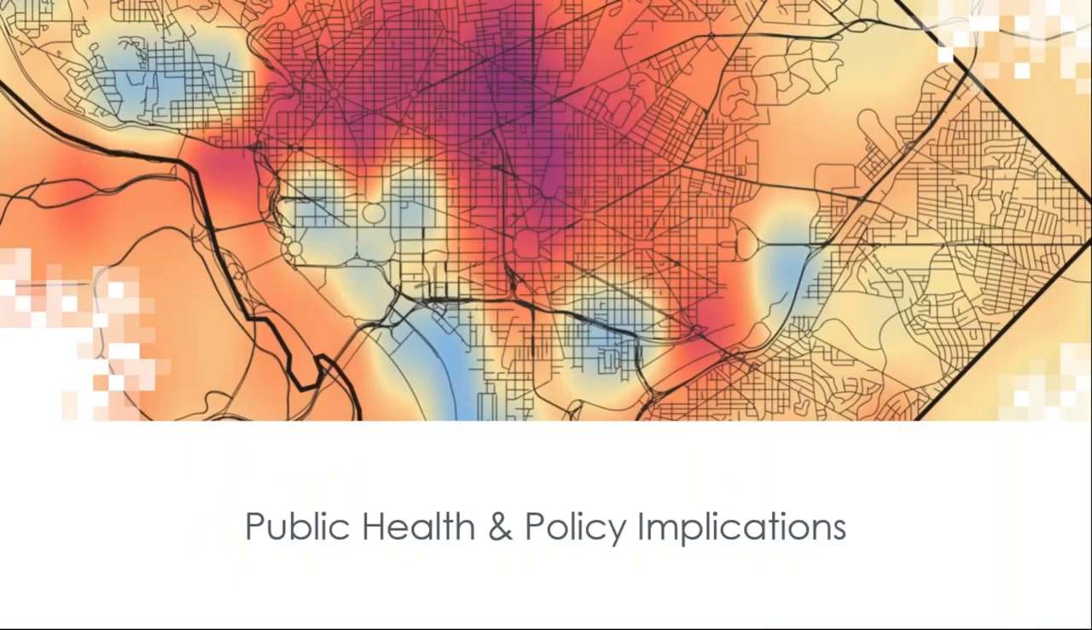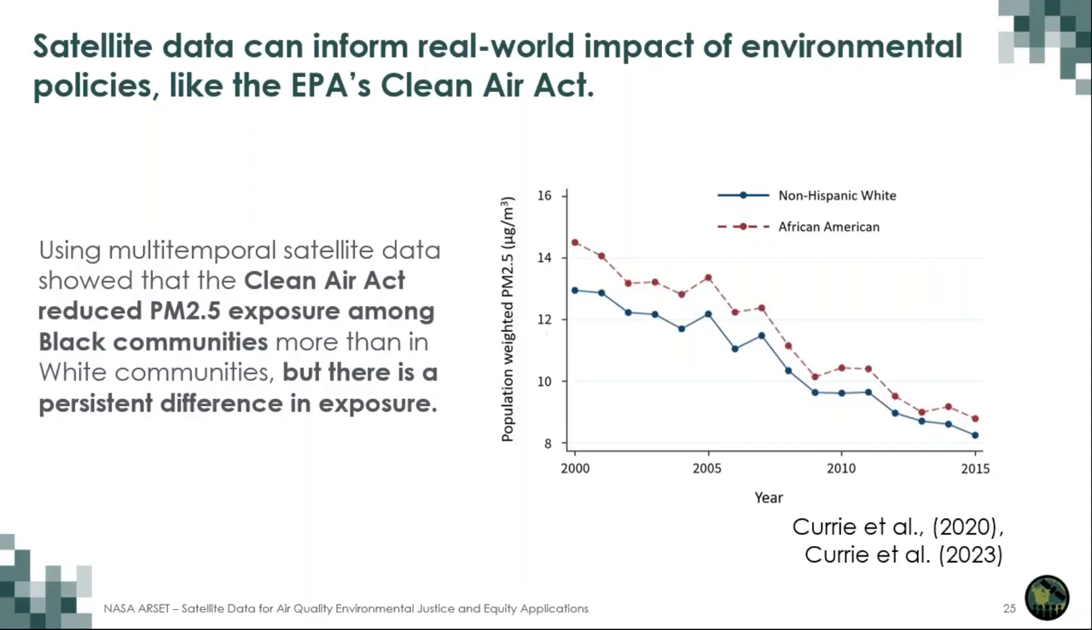Now I will highlight how satellite data specifically benefit public health and policy interventions. Satellite data can inform real-world impact of environmental policies like the EPA's Clean Air Act. For example, Cure et al. used multi-temporal satellite data and population data from the US Census to show the efficacy of the Clean Air Act in reducing racial disparities in air pollution exposure through spatially targeted air quality regulations across the United States.